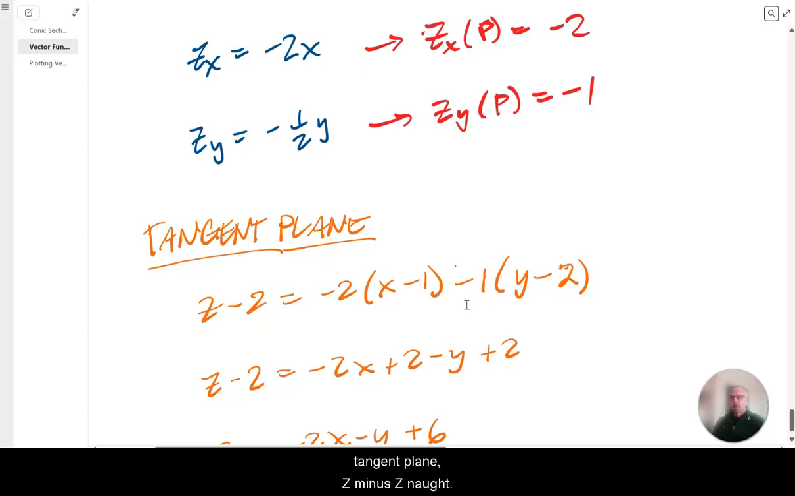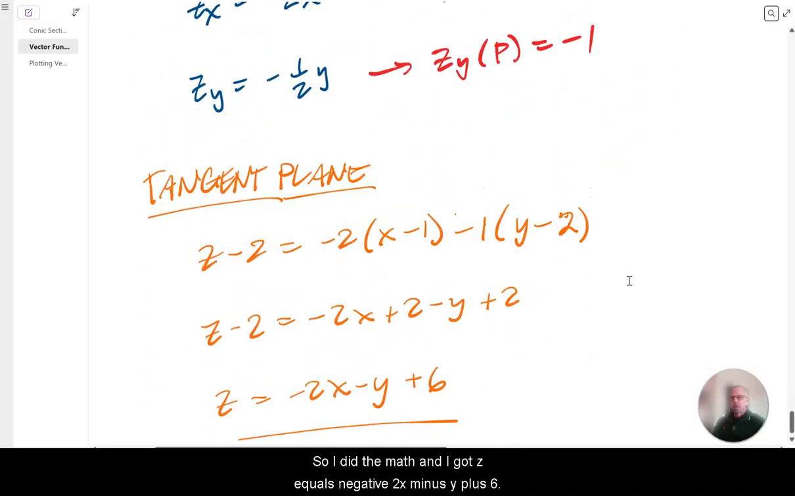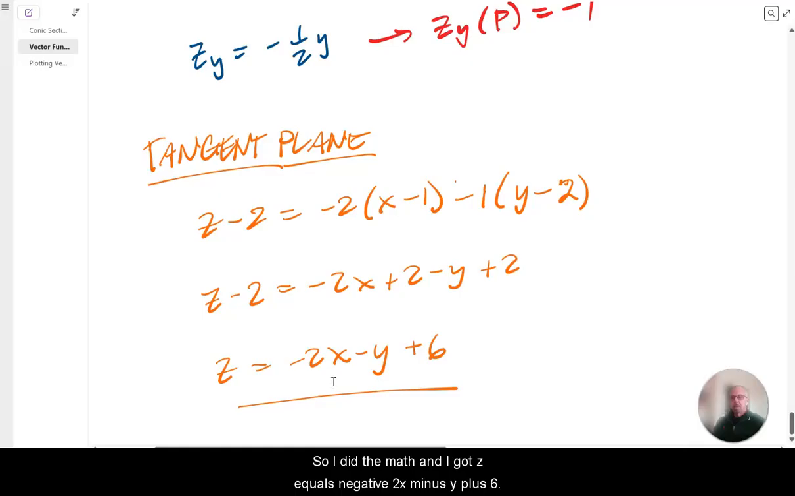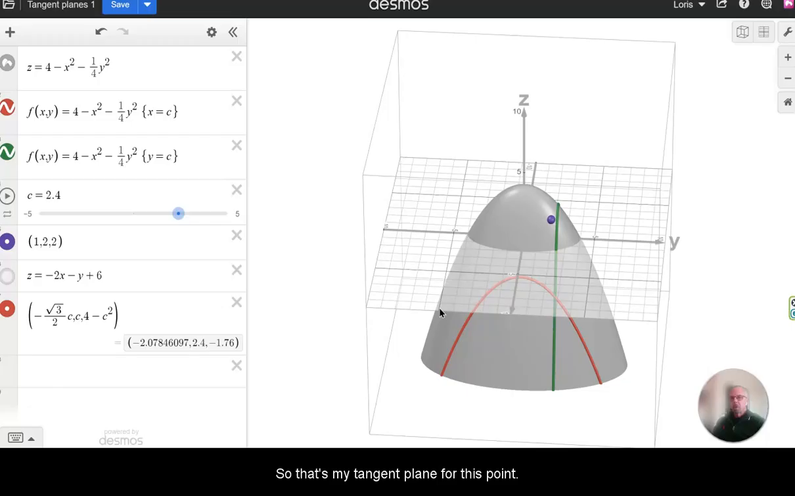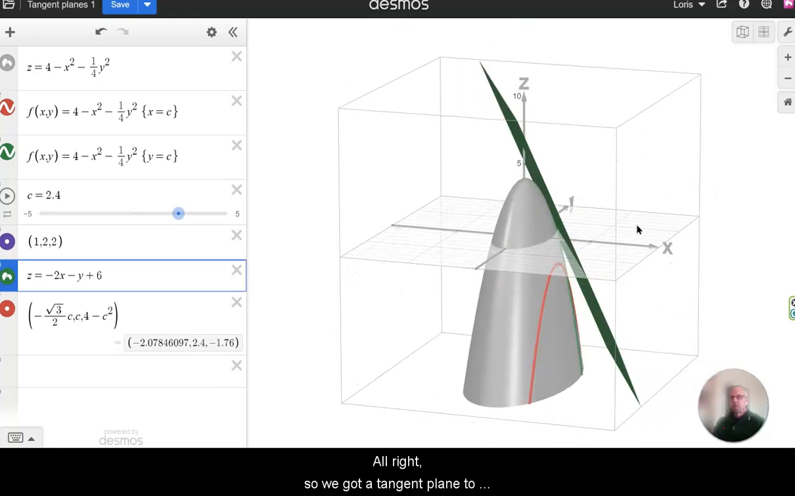And then the equation of a tangent plane is z minus z naught. You put your derivative in the x direction here, the derivative in the y direction here, and then x minus 1, y minus 2. So I did the math and I got z equals negative 2x minus y plus 6. That's my tangent plane for this point. And when I make it appear, there it is right there. So we've got a tangent plane to the surface itself.